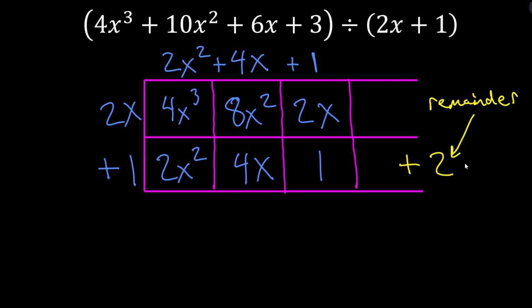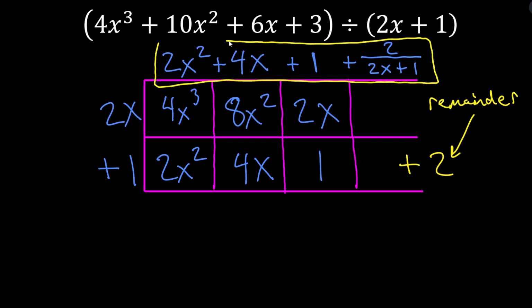So how we write our final answer is as this quotient, 2x squared plus 4x plus 1, and then at the end we write plus the remainder over the divisor, which is that side length, the thing we are dividing by, 2x plus 1. And so this final thing is our final answer. We have the quotient plus the remainder over the divisor.